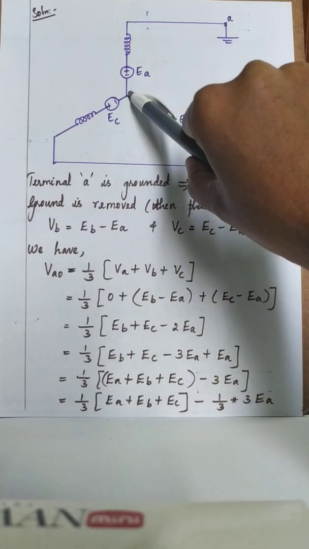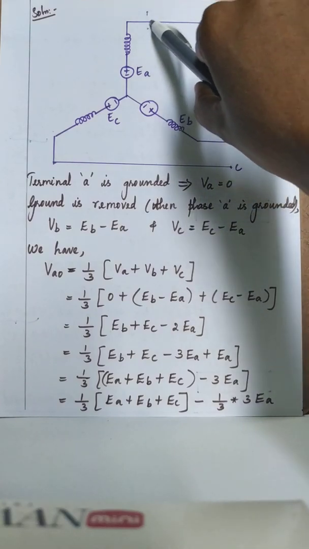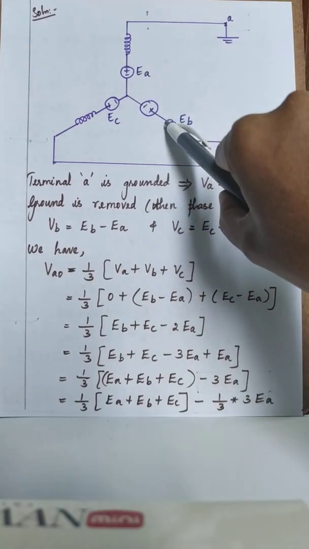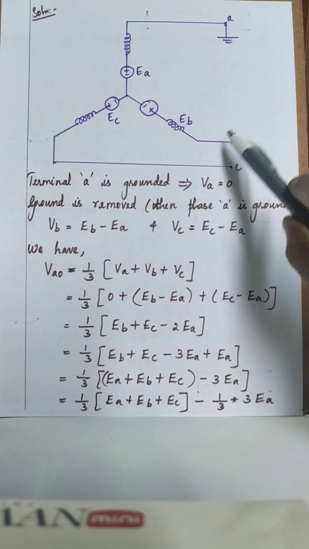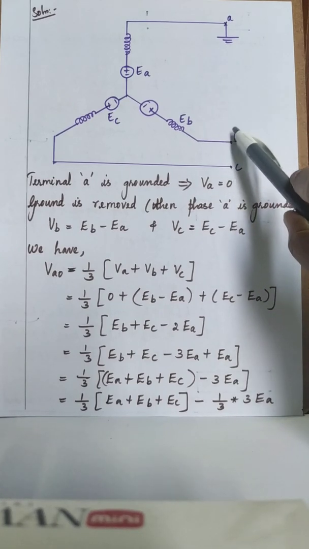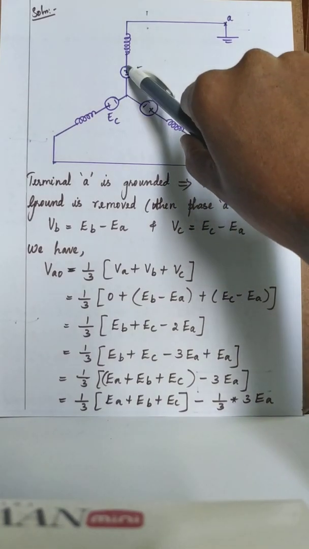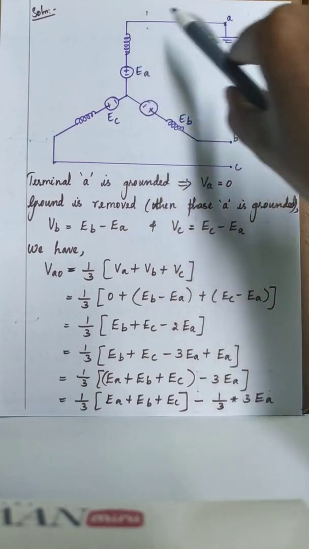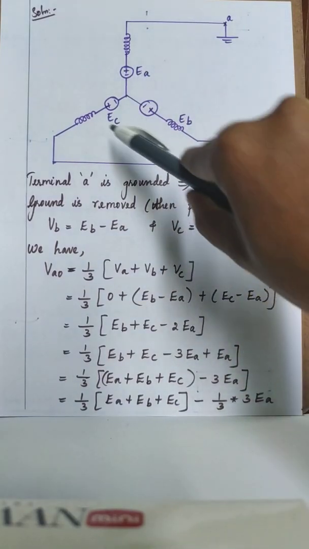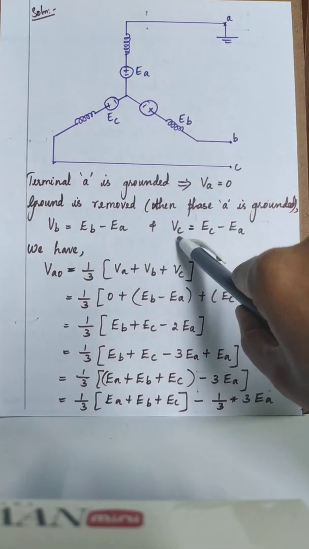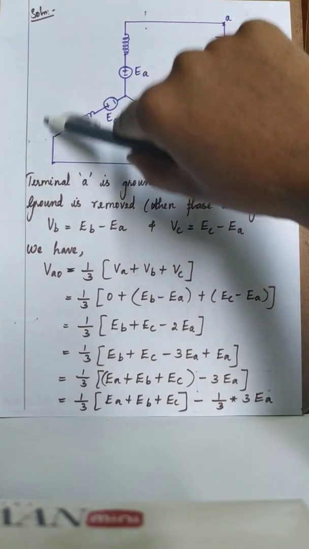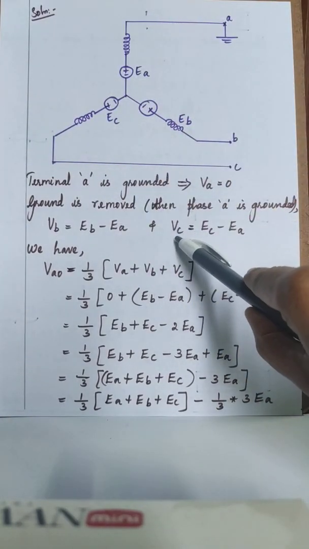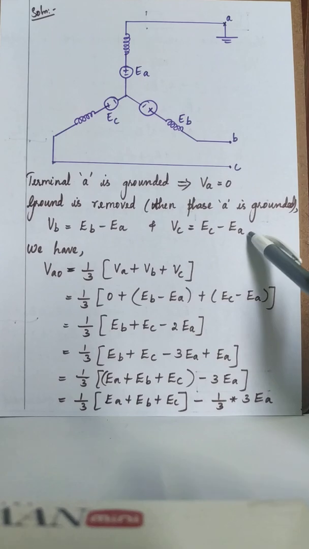Here there is no ground, so now it is like plus minus, minus plus. VB is with respect to terminal B that we are finding. Apply KVL for this loop and you will get VB is nothing but EB minus EA. Similarly, VC is between C and A. For these two you apply KVL, then you can write VC is equal to EC minus EA.